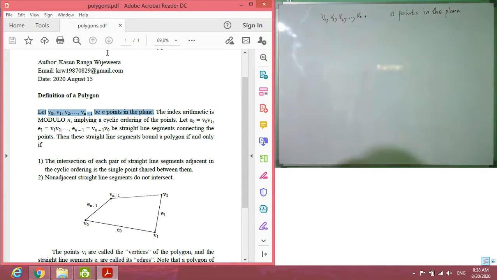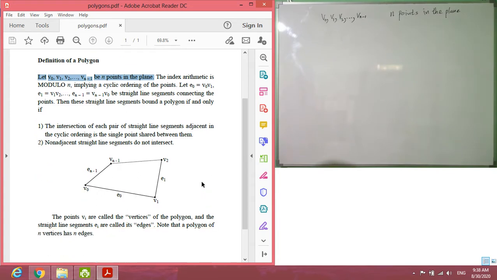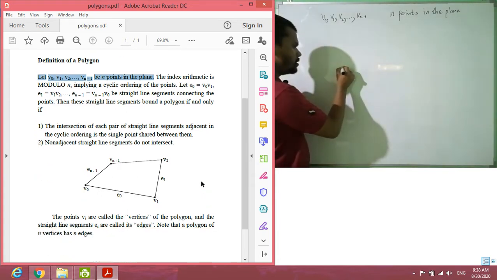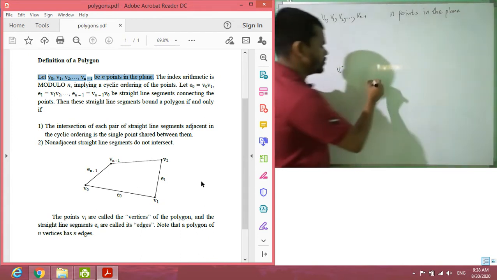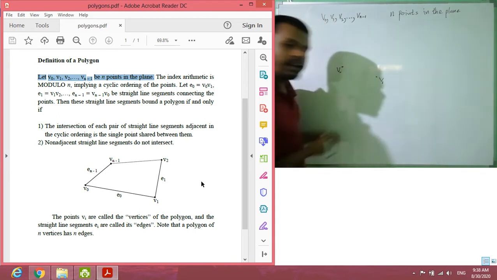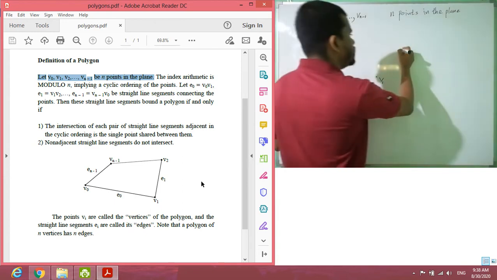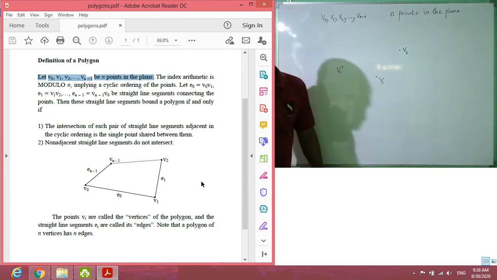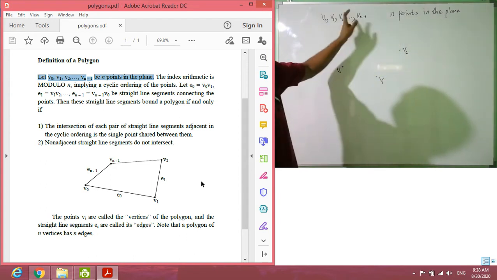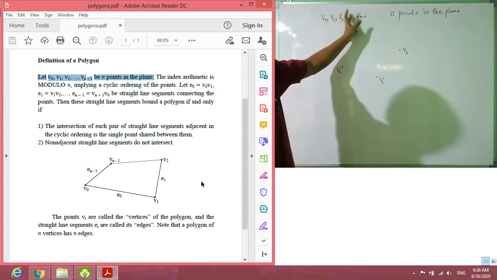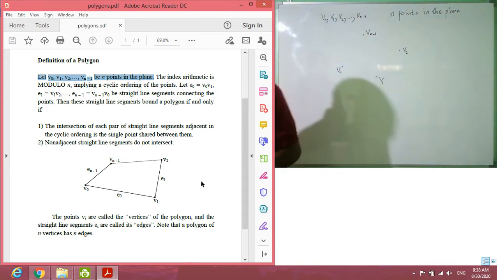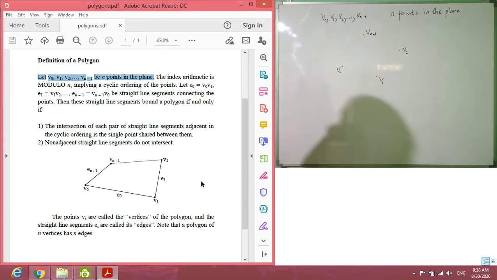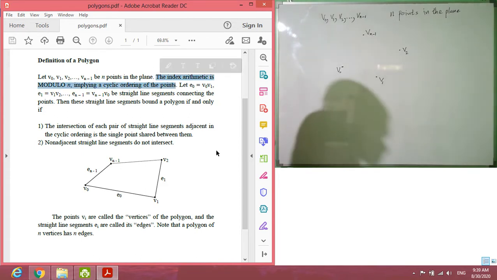So I have given here a figure, so we can draw it. Now let's say this is our V0, then here we have V1, and here we have V2, then some points are here, and let's say this is our Vn-1. The index arithmetic is modulo n.